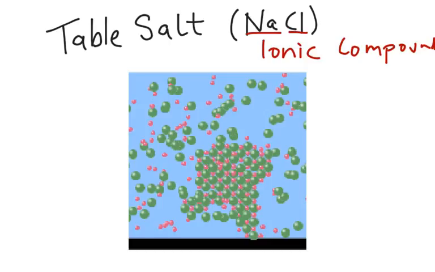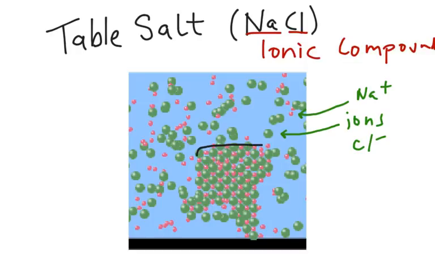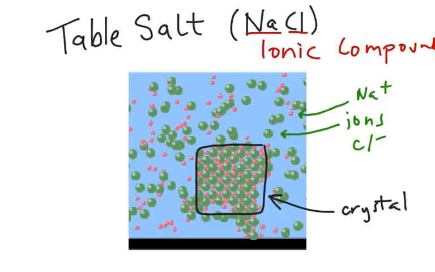Remember some unique characteristics about soluble ionic compounds. Soluble ionic compounds in water will dissolve, and when they dissolve, they do something unique. They form individual ions. For example, you see the green chloride ions and the red sodium ions. You might also notice that in this diagram we see some solid, and this solid shows the characteristic crystal structure of ionic compounds.